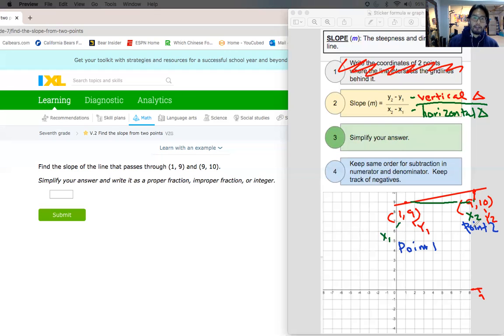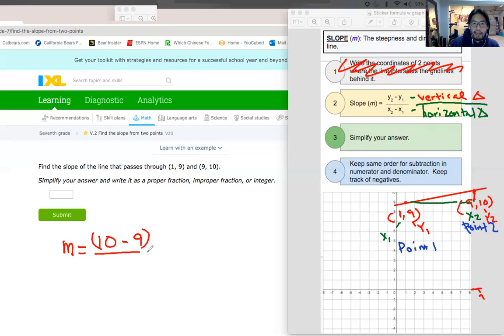Okay, so I've got everything labeled out. And now I just need to follow the formula. So I will start with my numerator first, which is the y coordinate. So my slope, and I'm going to use the letter m to stand in for slope, is the y coordinate of point 2, which is 10, minus the y coordinate of point 1, which is 9. And then I'm going to divide that by the difference of the x coordinate of point 2, which is 9, minus the x coordinate of point 1, which is 1.